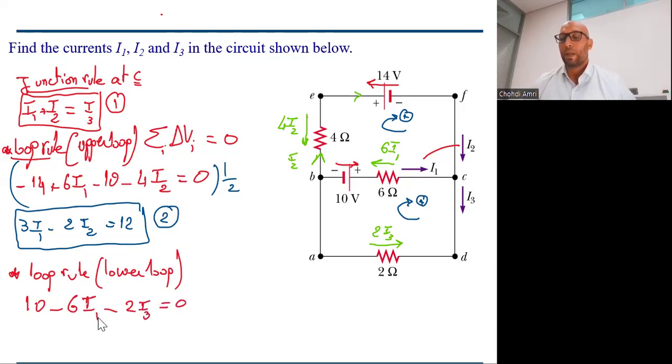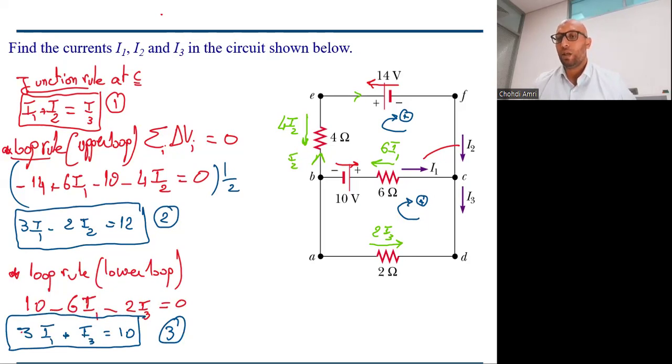We are done. So here also we can simplify by 1 over 2, and we can put the unknowns on the left side, to get 3 I1 minus I3, sorry, plus I3 to be equal 10. So this is our third equation. So now we have 3 equations and 3 unknowns. So we can write the equations like that.